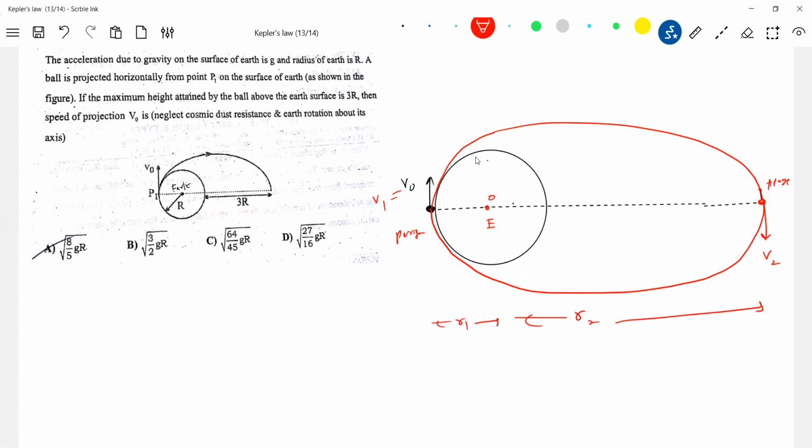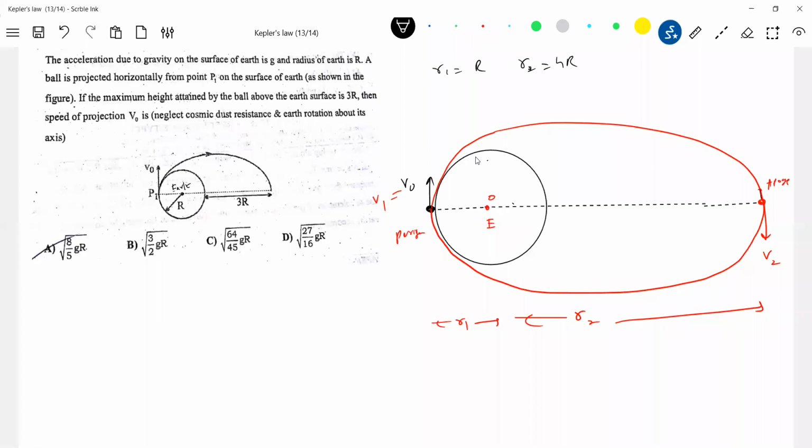So what is r1? According to the formula, r1 should be equal to R. R2 will become 4R. He's asking what should be the speed of projection, and what is the maximum height? This maximum height is this one. H max is 3R, since we measure the height from the surface of the earth. So he's asking for V naught. What should be that V naught?